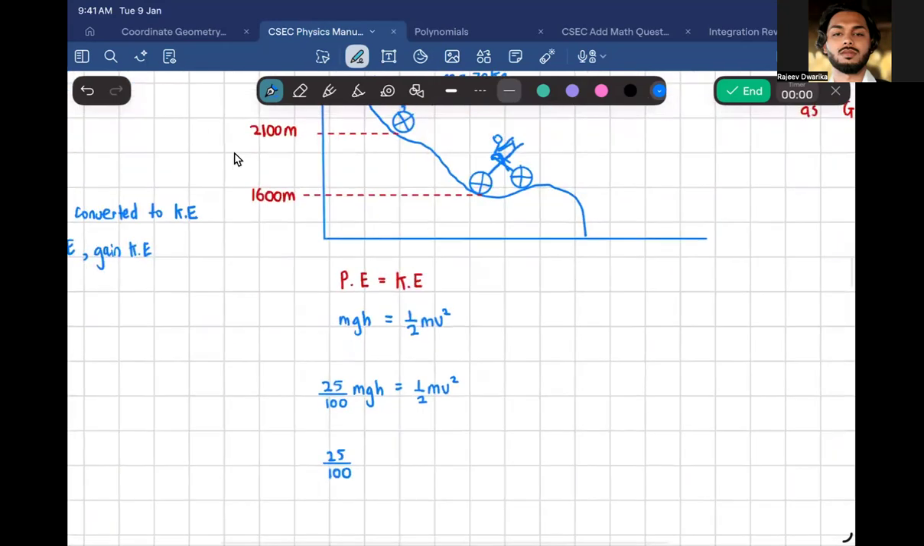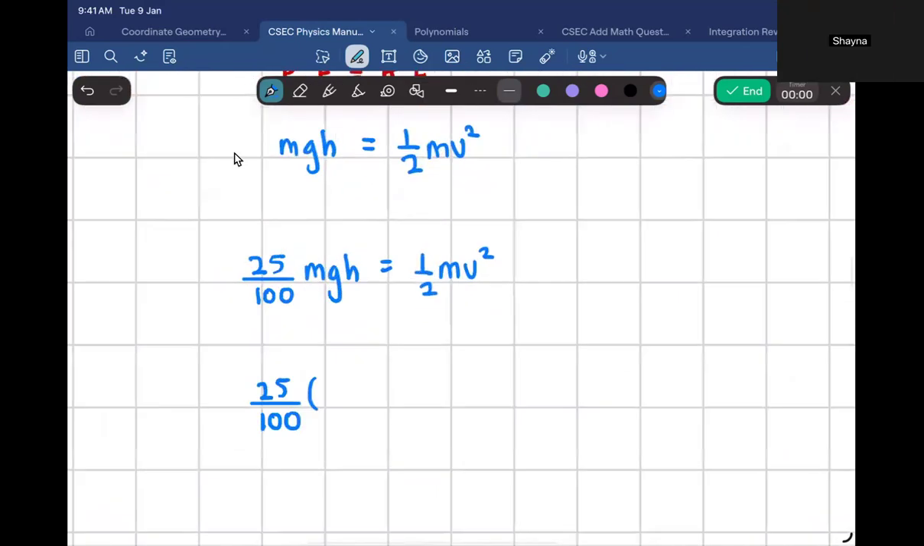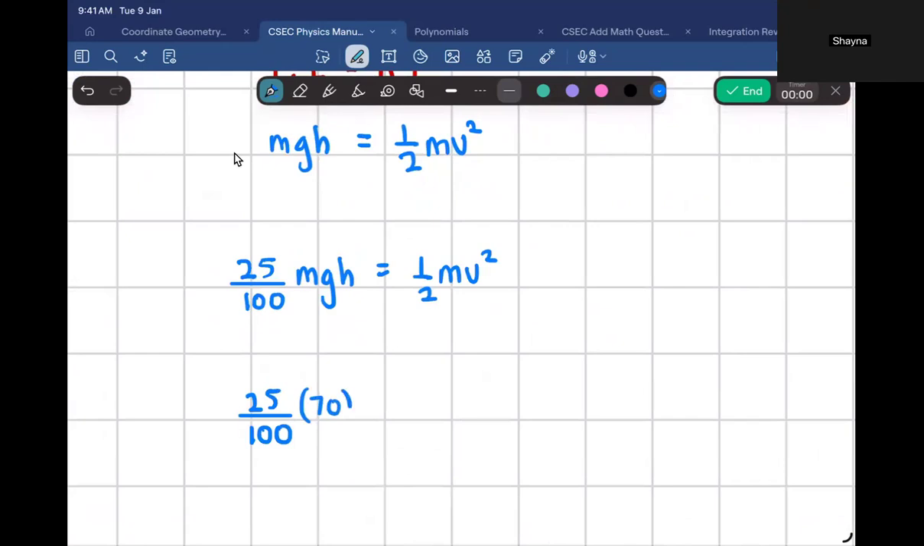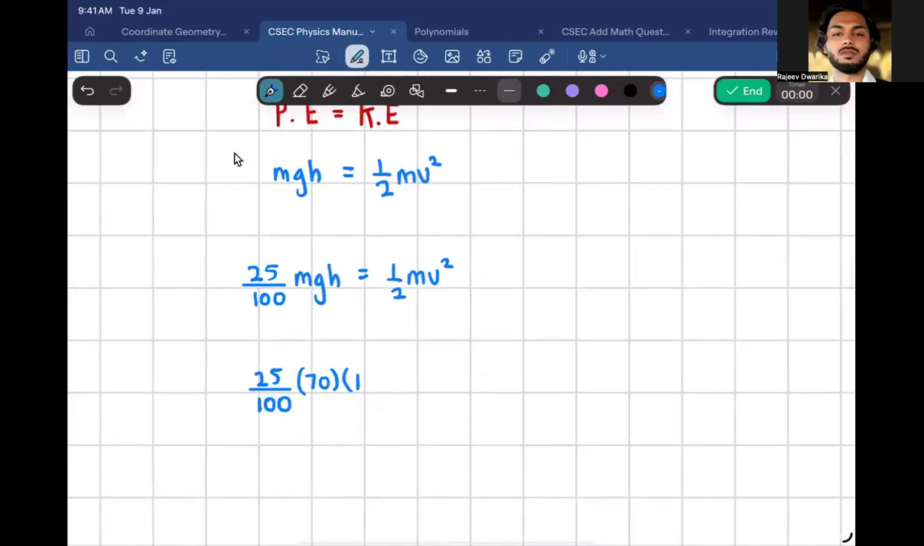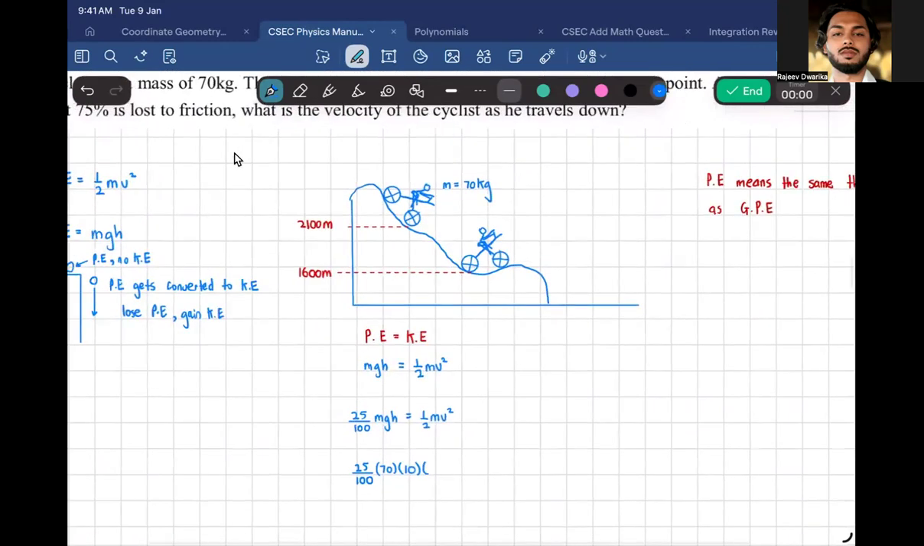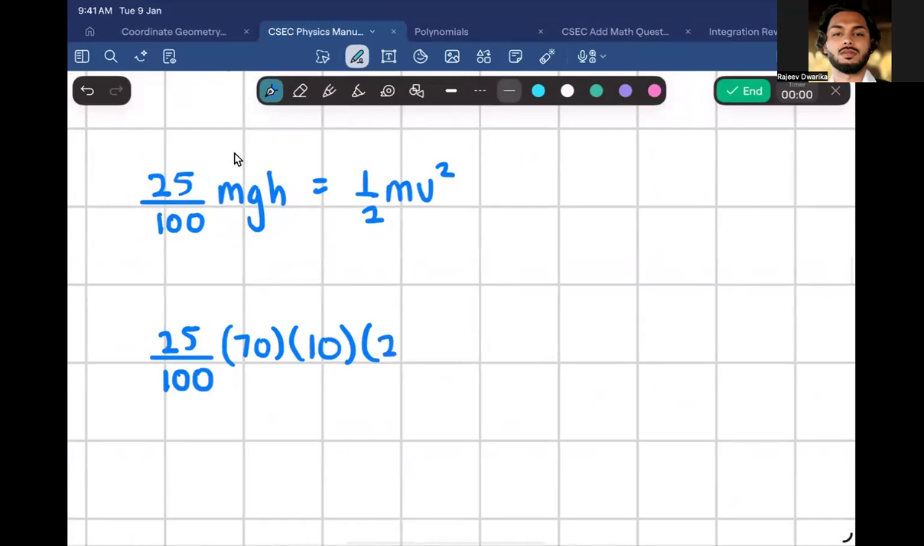What's the mass in this case? 70. Let's, for simplicity's sake, use gravity as 10, right? And what is the height? Let me see if we can figure out this one. 2,100 minus 1,600. Yes, yes. Good on you for seeing that.